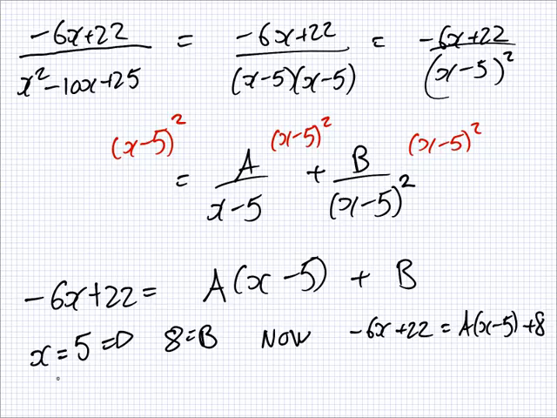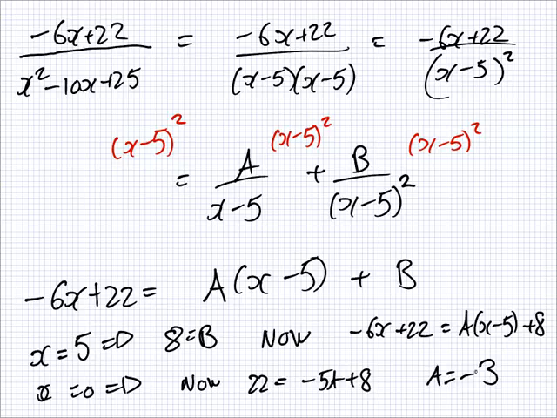Now what do you choose for x? Well, it doesn't really matter. You can choose anything. What will we choose for x? 0. So now we get 22 equals minus 5a plus 8. So what's that? A equals minus 3. No. It's minus 8, thank you.